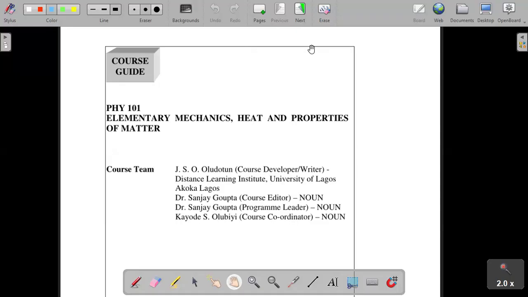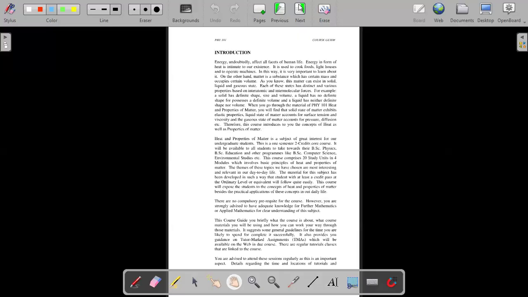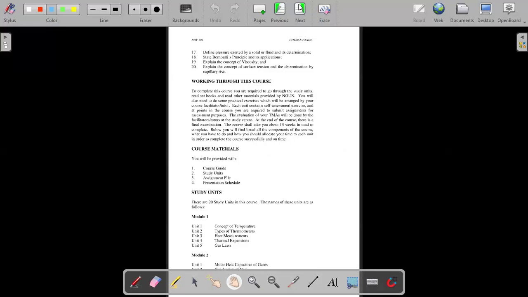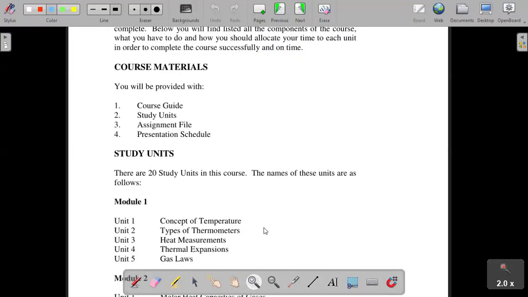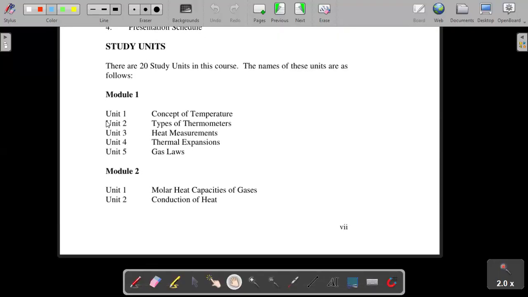And this is Physics 101. The topic is elementary mechanics, heat, and the properties of matter. So we are going to see some of the course outline. So here we are. For module one, we have the concept of temperature, types of temperature, measurement of heat, thermal expansion, then the gas laws.